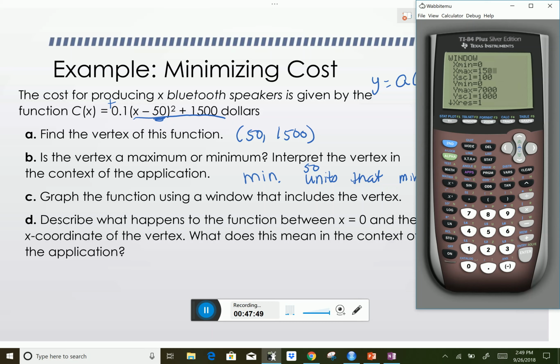So let's go 150, and I'm going to make my x scale 10. That'll make it good. My y min, well, I can't sell less than 0, so I don't really need that. I need to go at least 1500, but I need to go quite a bit larger, because remember, this is a happy graph. So the 1500 is going to be the smallest it's going to be. So let's do 5,000, and here we'll make the scale 500. I think that'll look a little better. So let's graph it.